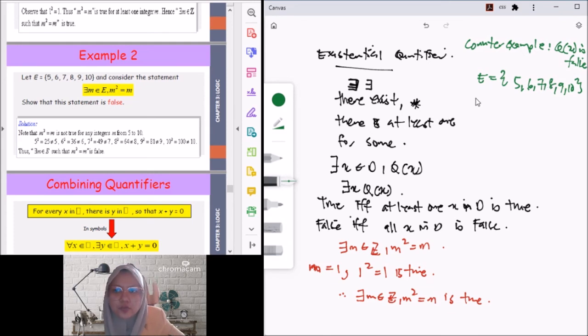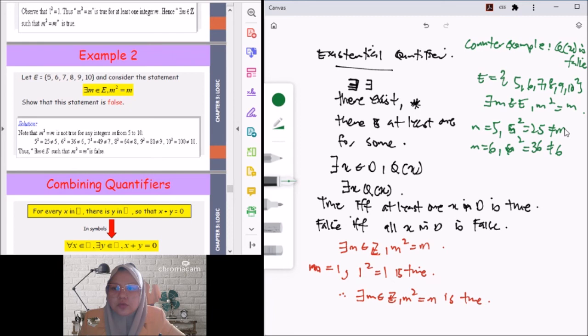So we have to show that there exists M in E such that M square equal to M is false. To show this statement is false, we have to show that all x in the domain make it false. So first we take M equal to 5, so M square equal to 25 is not equal to M. M equal to 6, 6 square equal to 36 is not equal to 6.